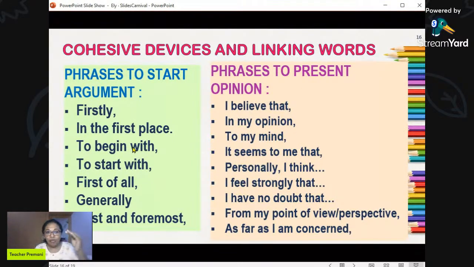Okay, when you start the first content, right? Not the introduction. In the introduction, you have the hook question and all that. This is for the content when you want to start. So for the first paragraph, when you want to give your opinion right at the explanation, you can start: I believe that, in my opinion, to my mind, it seems to me that, personally, I feel strongly that, I have no doubt that, from my point of view, or from my perspective, as far as I am concerned. So can you see it shows point of view enough?